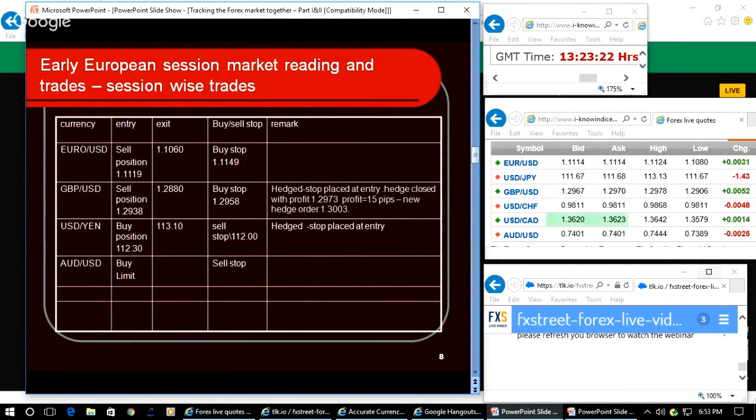In the case of yen, they are making the drop. They have formed a new low at 111.67.